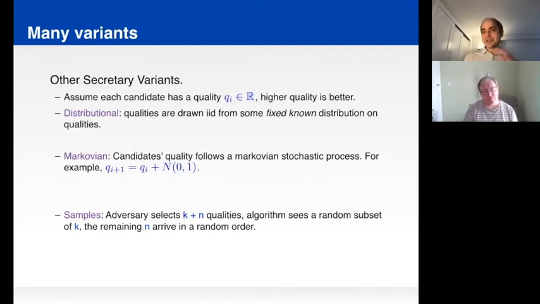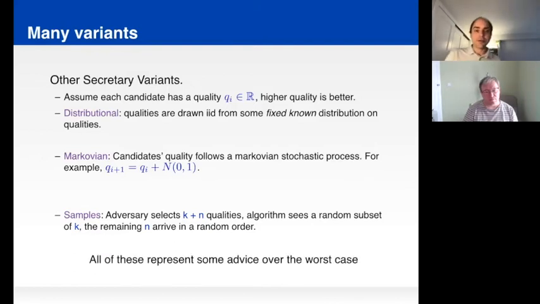All of these things are capturing different ways that I can relax the problem to go beyond the 1 over e. Because in the end, 1 over e is great, it's constant, but it's not that great. And we can always do better. So all of these are some sort of advice over the worst case guarantee. And learning is just yet another variant here. And all of these have their own worked out schemes on how we prove optimality and what is the right solution.